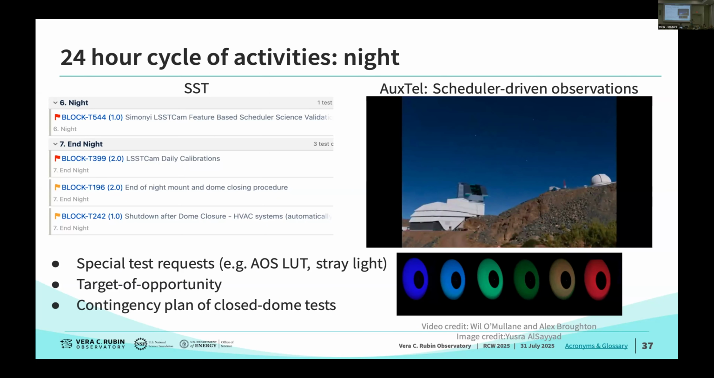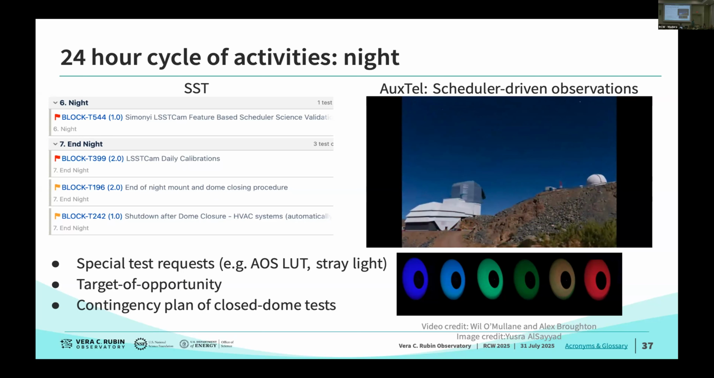So during the night, we've now routinely been running the feature-based scheduler science validation surveys. That takes up the majority of each night, but we also interleave other special test requests. These can come from the active optics system team, such as building observations for the lookup tables. And we also do a stray light test request.